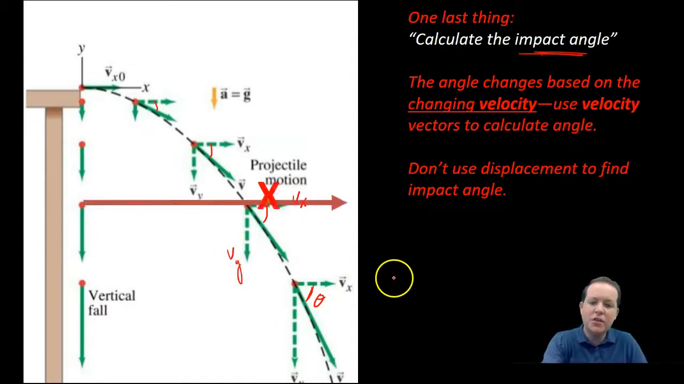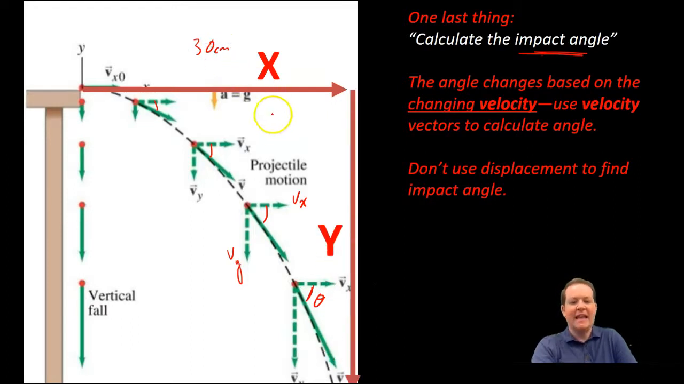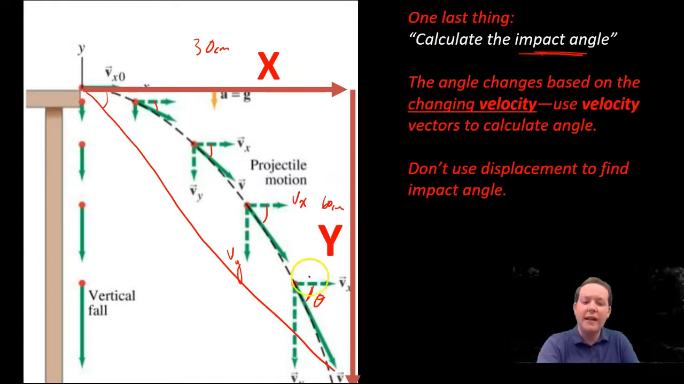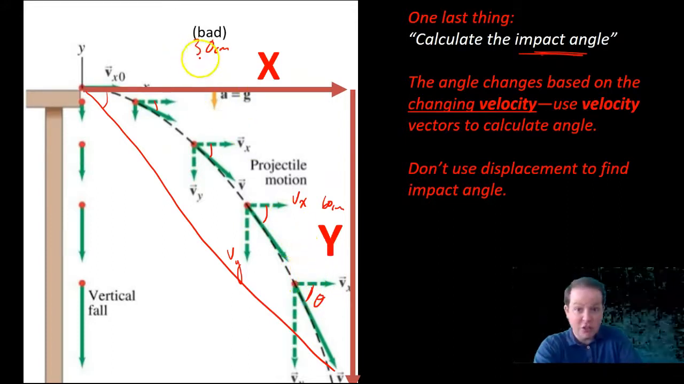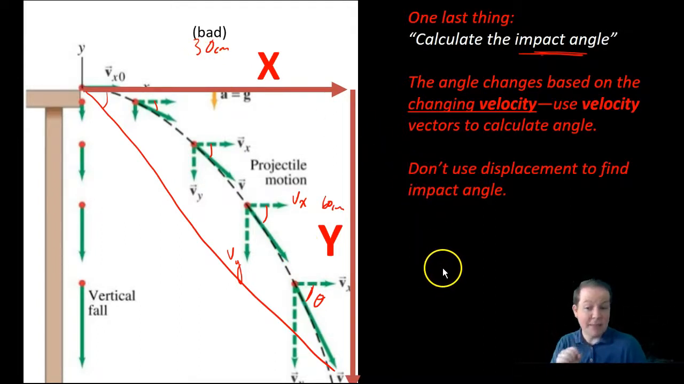What I see some students try and do is they look at the displacement. Like they figure out that it traveled 30 centimeters to the right, it fell, I don't know, 60 centimeters downward, and then they do some Pythagorean theorem and they calculate this angle right here. That is not the angle the ball is actually traveling at impact, okay? Because how it's moving through the air is based on the velocity. So don't actually do this. You're using the velocity vectors, not the displacement vectors. I see that mistake quite a bit.